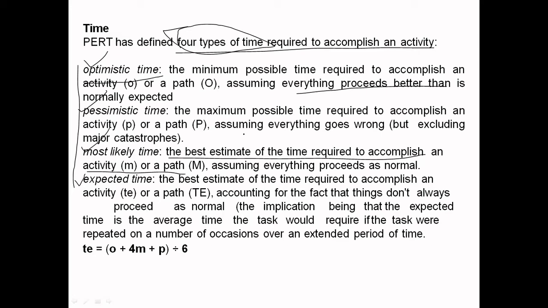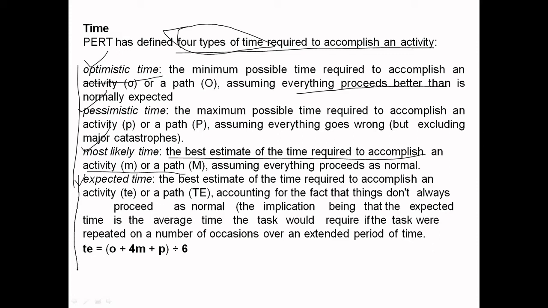Expected time is one more you have. The best estimate of time required to accomplish an activity or a path, accounting for the fact that things don't always proceed as normal. The implication is that expected time is the average time, since things don't always proceed as normal. That's called expected time. So all these things come into the picture. But how do you estimate the expected time?